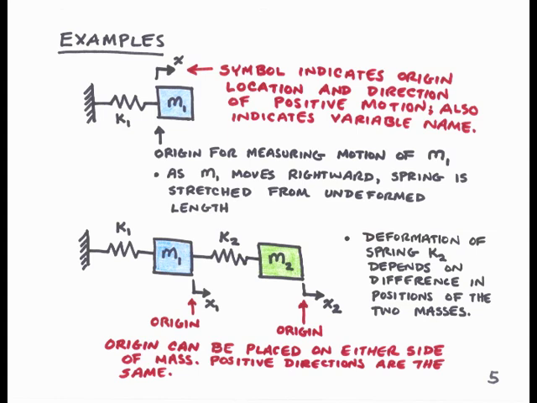The deformation of spring K2 depends upon the difference between x2 and x1, the motion of the two masses. If x2 minus x1 is positive, then the spring has been lengthened. If x2 minus x1 is negative, the spring is compressed.